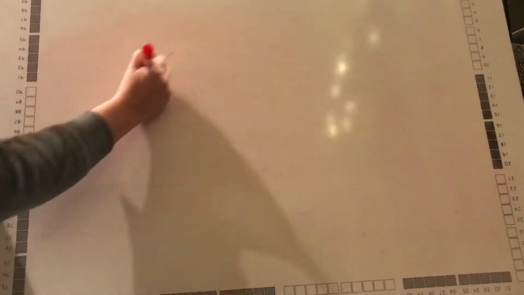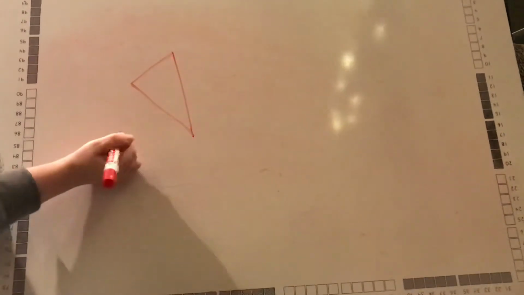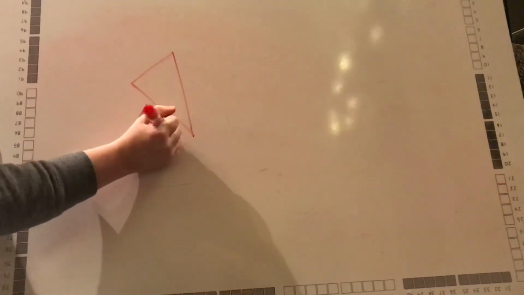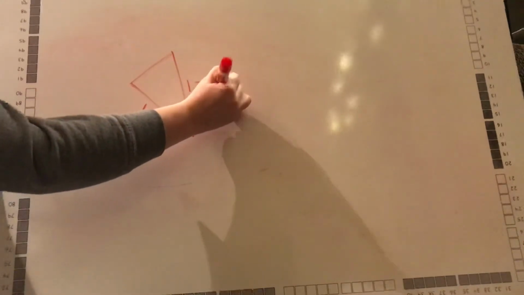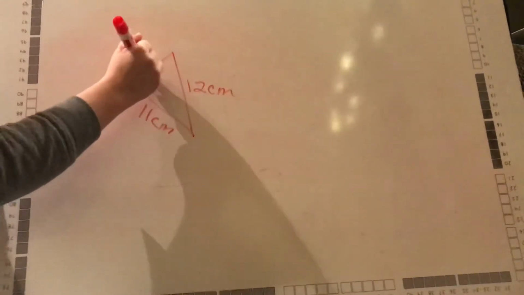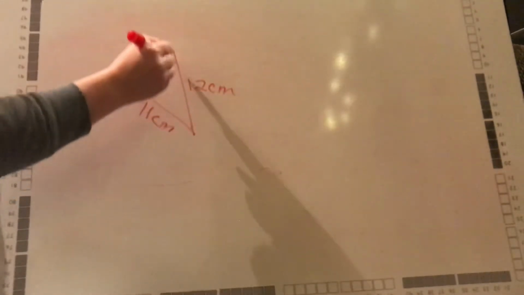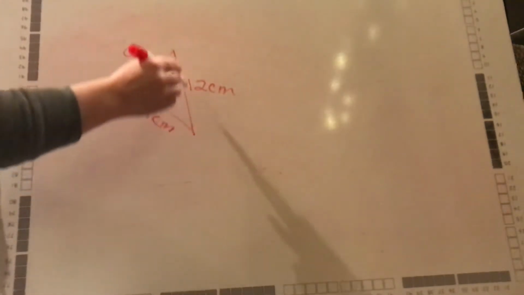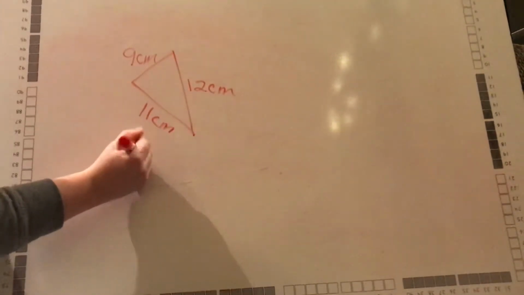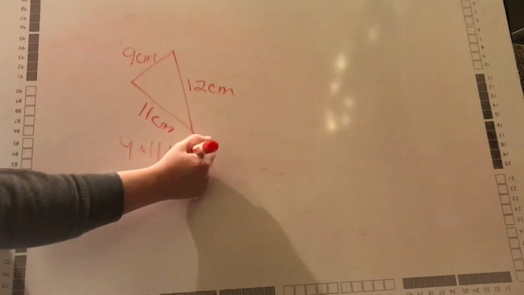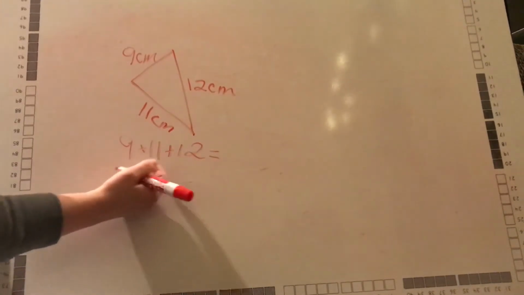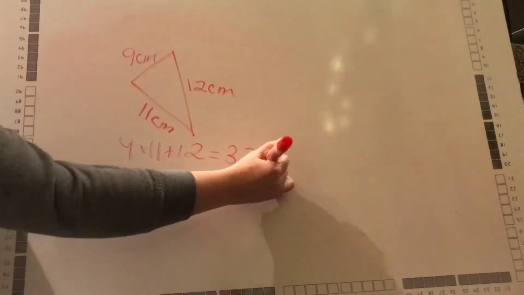So they give us a triangle, and we have one side that is 11 centimeters, this side is 12 centimeters, and this side is 9 centimeters. So if they say find the perimeter, that's going to be the distance all the way around this triangle. So in order to find the distance around this entire triangle, we are going to add each side together. So 9 plus 11 plus 12, which equals, 9 and 11 is 20, 20 plus 12 is 32 centimeters.